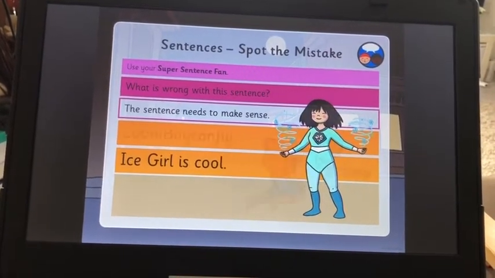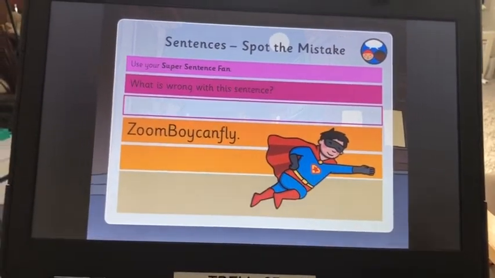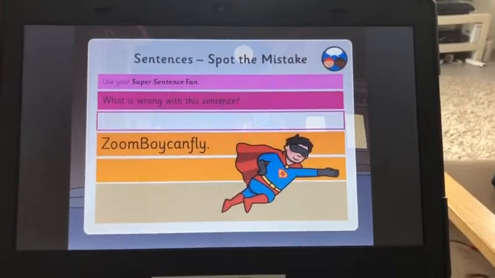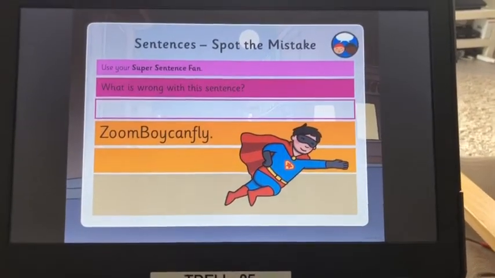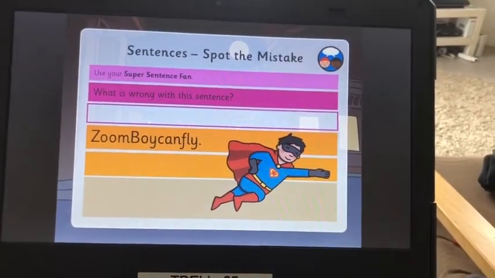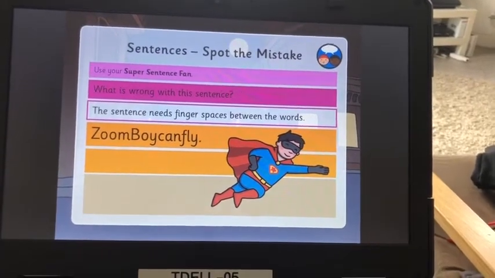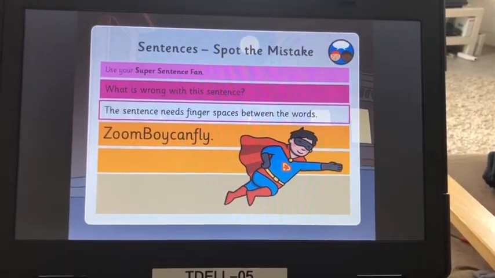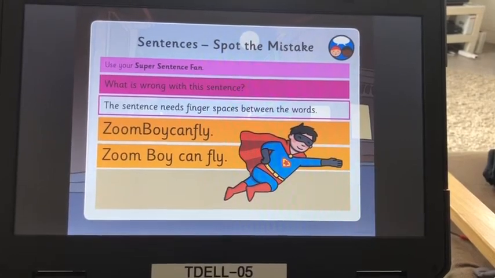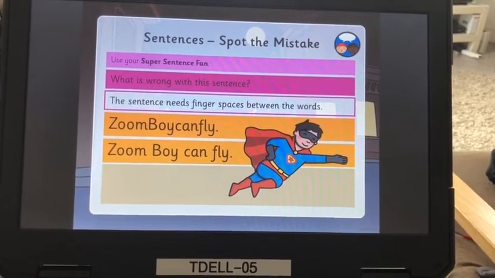What is wrong with this sentence? Zoom Boy can fly. What do you think is wrong with that? The sentence needs finger spaces between the words. So it looks like that. Zoom Boy can fly.